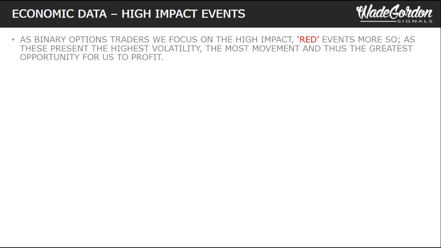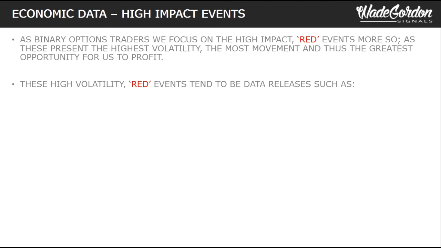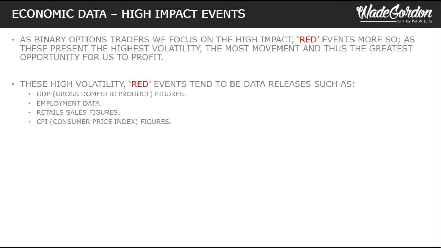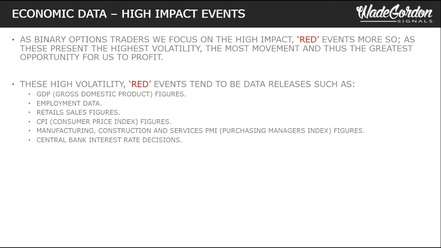As binary options traders, we focus on the high-impact red events more so, as these present the highest volatility, the most movement, and thus the greatest opportunity for us to profit. These high-volatility red events tend to be data releases such as GDP, gross domestic product figures, employment data, retail sales figures, CPI, consumer price index figures, manufacturing, construction and services PMI, purchasing managers index figures, central bank interest rate decisions, and speeches by central bank governors.